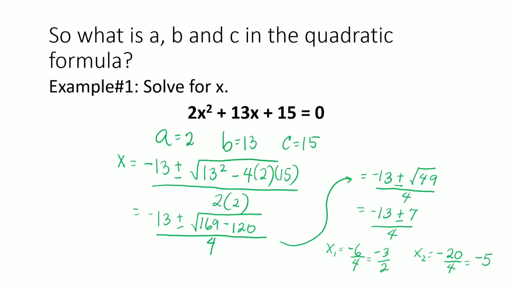We can write our final answers in this form. The values of x are negative 3 over 2 and negative 5. So there you go. These are the values of x that will satisfy the quadratic equation.